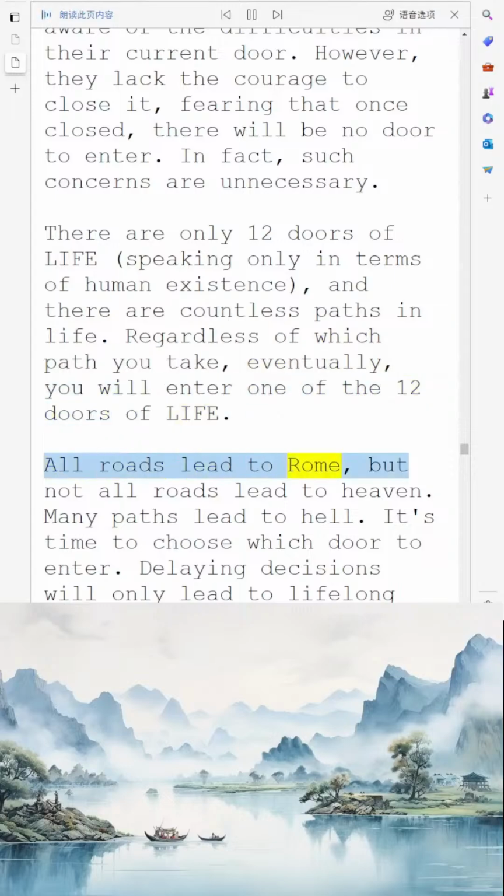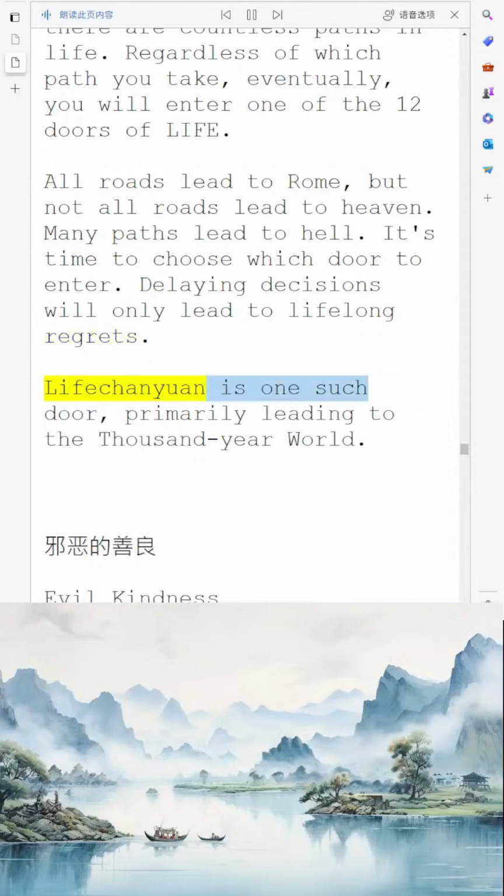All roads lead to Rome, but not all roads lead to heaven. Many paths lead to hell. It's time to choose which door to enter. Delaying decisions will only lead to lifelong regrets. Life at Genuine is one such door, primarily leading to the 1,000-year world.